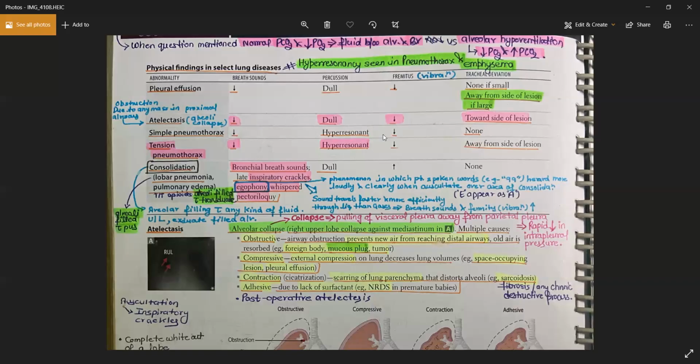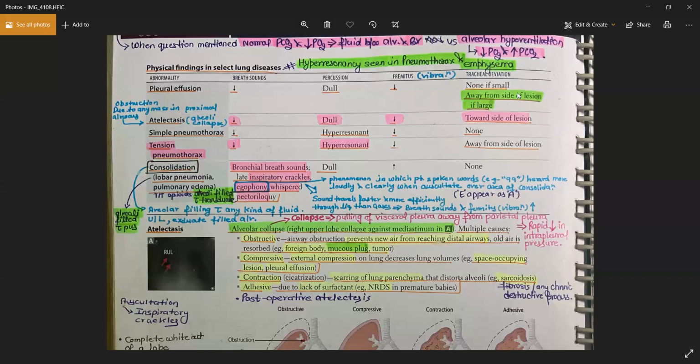In case of simple pneumothorax, you won't have any deviation. In case of tension pneumothorax, because the pressure in one lung is increasing, this will deviate the trachea away from the side of the lesion. In case of pneumonia, you won't have any change in the pressure mainly, so no deviation will be there.